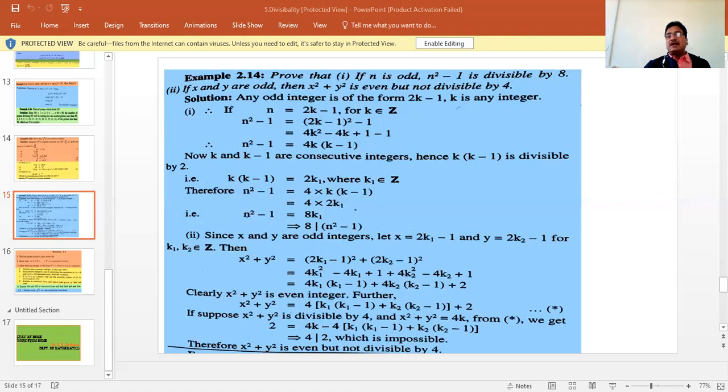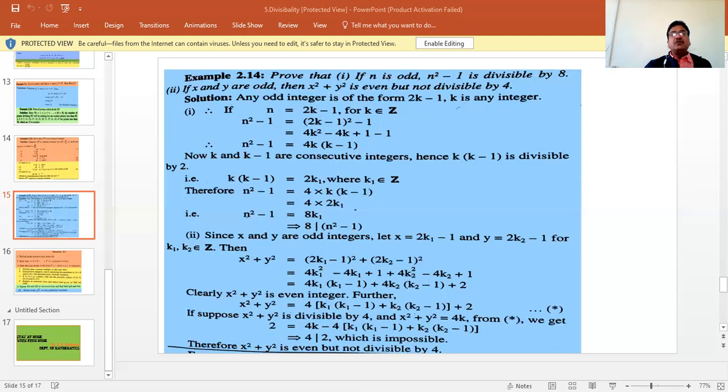Don't use the same notation k for both, because k1 and k2 depend on x and y. Suppose x is 9, then k is 5. Suppose y is 5, then k2 is 3, because 3 into 2 is 6, minus 1 is 5. So if x and y are two different odd integers, k1 and k2 are different, and that's why we take the notation k1 and k2. So x and y are odd, therefore we can take x and y in the form 2k1 minus 1 and 2k2 minus 1.